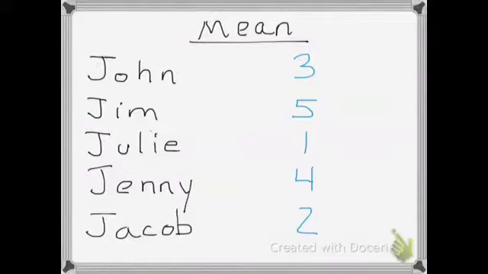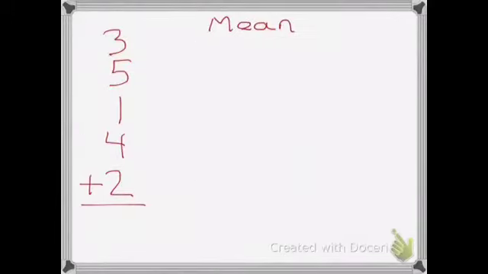Now that we have all of our data, we have our students, and we have the number of bracelets each student has, and now we want to find the average number of bracelets for the students in this class. So our first step is to add all of our data together. If we take 3 plus 5, we get 8, plus 1 more is 9, plus 4 more is 13, plus 2 more is a total of 15.